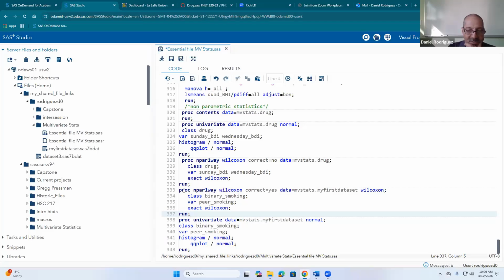So let's go here. We have a procedure again. We're using the Wilcoxon. I don't need to report that twice. Our classification variable is binary smoking. We're looking at peers smoking. We're also going to do the exact test. I don't really need it, it's a large data set, but I'm just going to do it anyway. So I hit run.